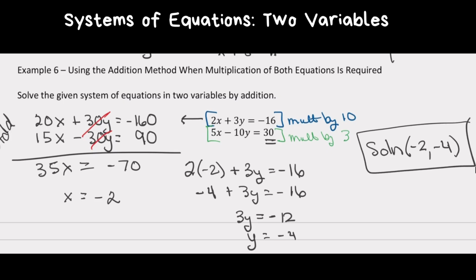Okay. If I was going to check it, I would use the bottom one because I used the top one to find the negative 4. So my check would look like 5 times negative 2 is negative 10 minus 10 times negative 4, which is a positive 40. And does that equal the 30 that it should? Yes, it does. I am happy. Moving on.